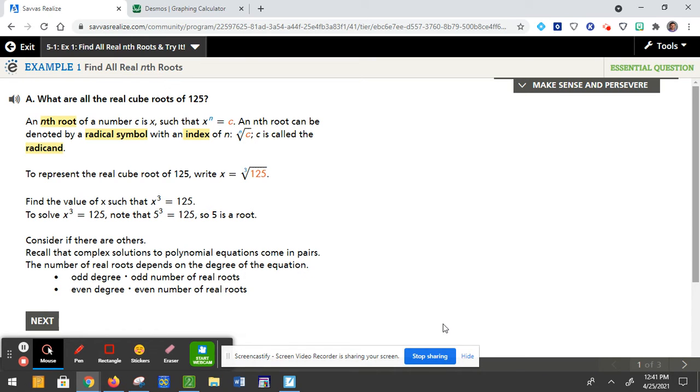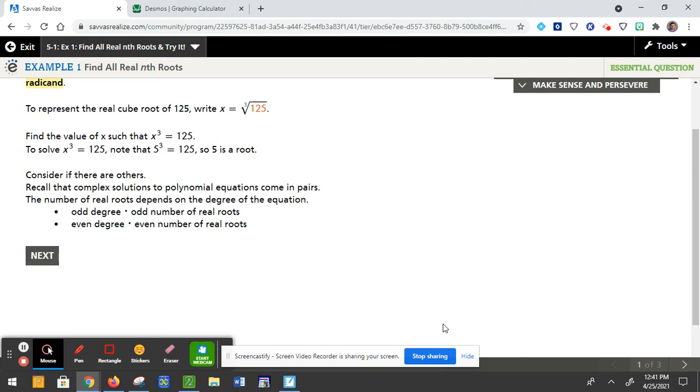Recall that the complex solutions to polynomial equations come in pairs. The number of real roots depends on the degree of the equation. So an odd degree will have an odd number of real roots, and an even degree will have an even number of real roots.